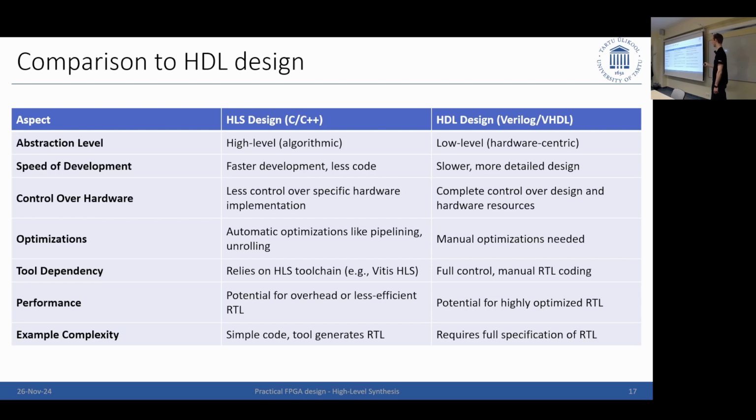More detailed has its drawbacks. So I have full, complete control over design and hardware resources, but I need to do manual optimization. Every pipelining I need to do myself. Every resource utilization I need to do myself. And I have full control, manual RTL coding. So I might even be more vendor independent unless I use certain commands, which also exist, of course, in VHDL, and potential for highly optimized RTL. It requires full specification of RTL. So I need to do everything in there, and that's where the overhead comes from. And so you see here it's like faster versus slower, but more detailed versus less code. So it's kind of nice.